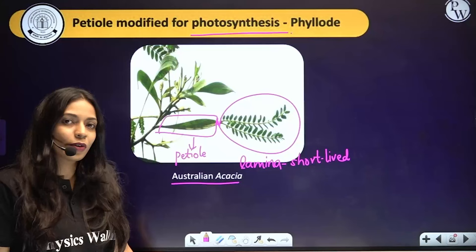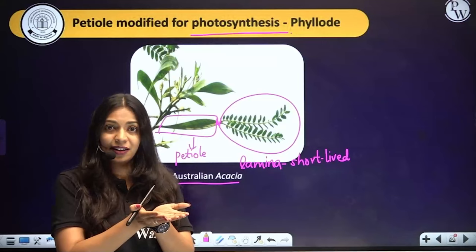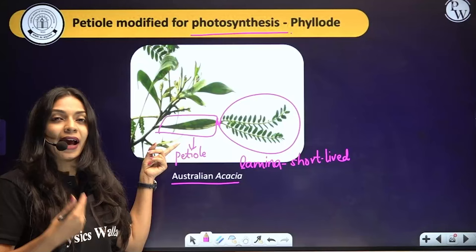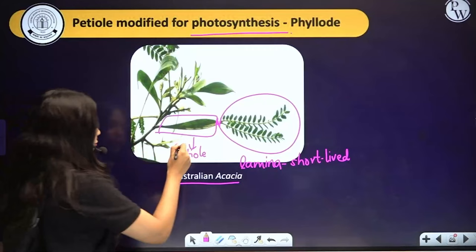In order to perform photosynthesis in such cases, the petiole, which is usually very slender and thin, becomes expanded. It becomes like the lamina. See, if you look at it, it looks like the lamina because it's expanded. And lamina of leaves are usually expanded, right? So this petiole will take up the function of the lamina, which is photosynthesis. Okay, so this is called a phyllode.